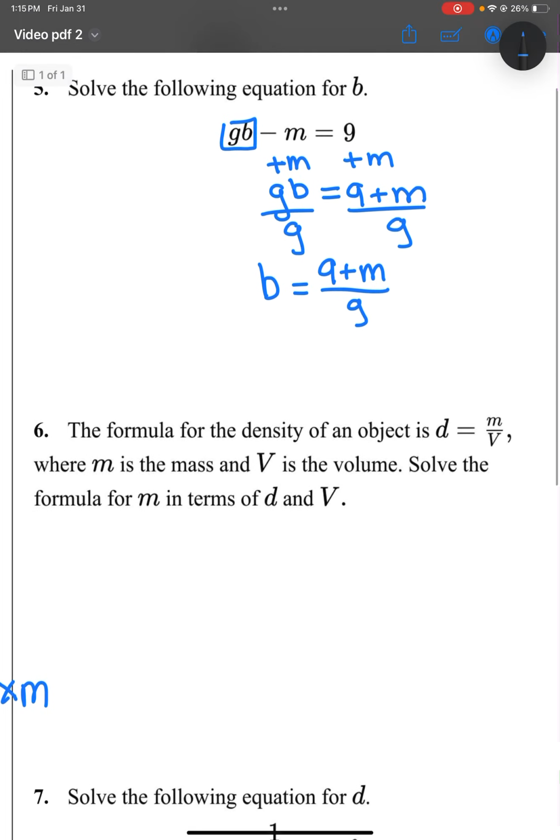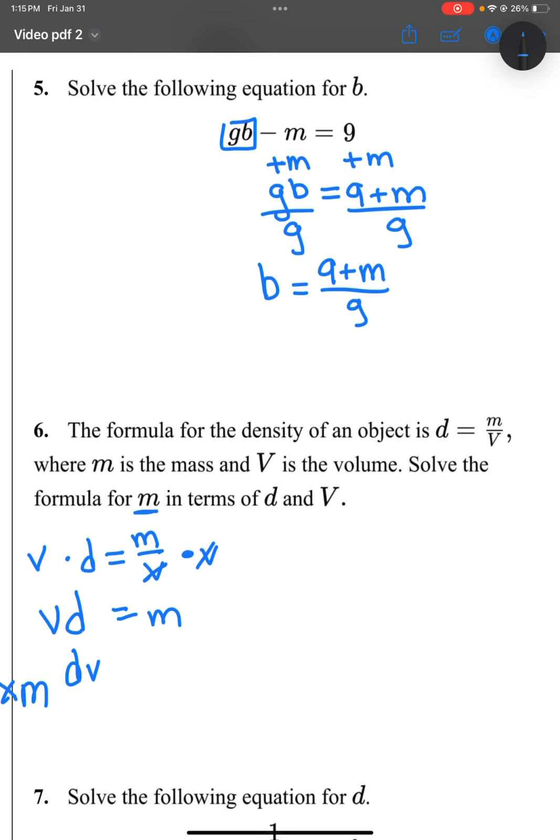All right, number 6. Basically, they're wanting you to take this equation, d equals m over v, or the density equals mass over volume, and solve for m. So that means we're trying to get m by itself. We see that m is being divided by v, so let's multiply by v to get m alone. That way this crosses out. We have m equals vd, or dv equals m. Again, you can have these in whatever direction you please.